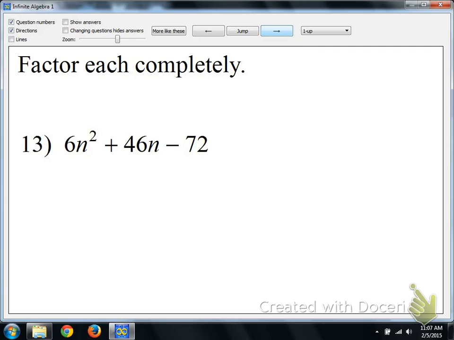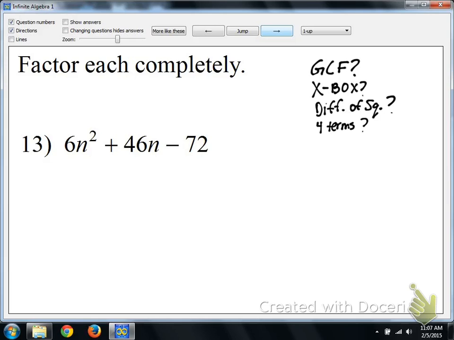Continuing on, number 13, it says 6n squared plus 46n minus 72, okay? Again, you should memorize the order, right? I'm going to put this up here again. Checking for GCF first. Now in this problem, this is a combo problem. Numbers 13, 14, 15, and 16 are all combo problems. I did that on purpose.